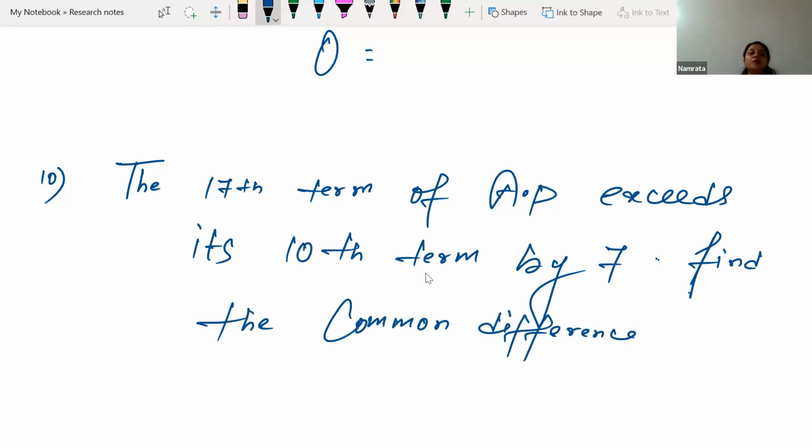So the 17th term exceeds its 10th term by 7. Find the common difference. What to do over here? What's the meaning of this word exceeds? Can we say that a plus 16d plus 7 is equal to a plus 9d?